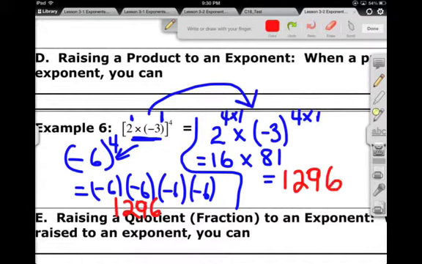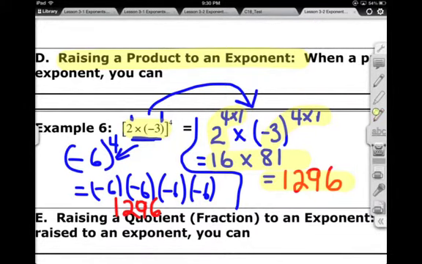What this proved is that you can follow the order of operations and multiply the factors inside and then take them to the exponent, or the factors inside can have their power of a power done and you will still get the same answer. Pretty slick. So this is called raising a product to an exponent. The factors of the product can be raised to the exponent, and you get the same answer. Very, very cool.